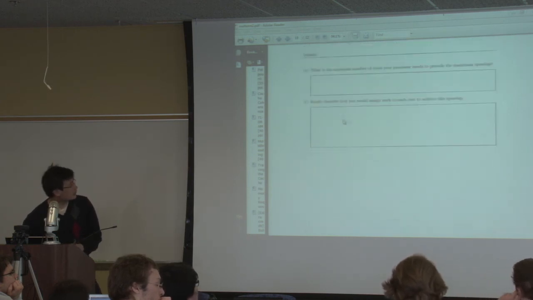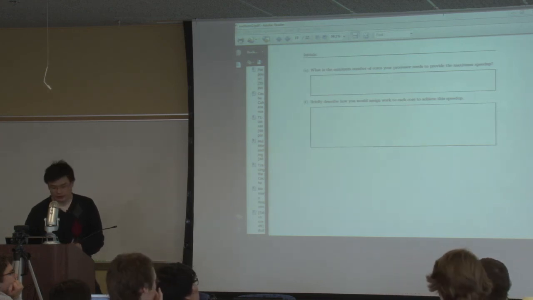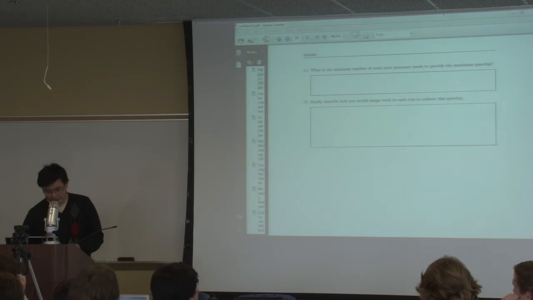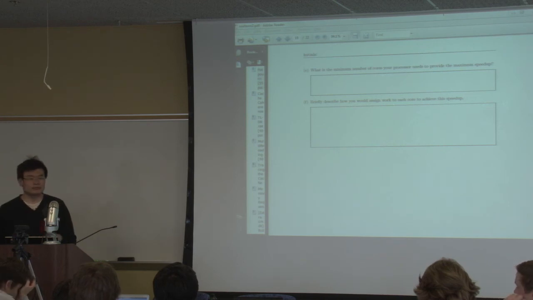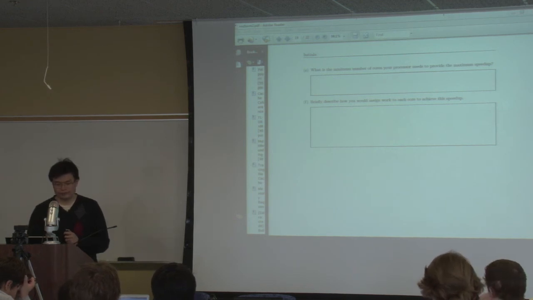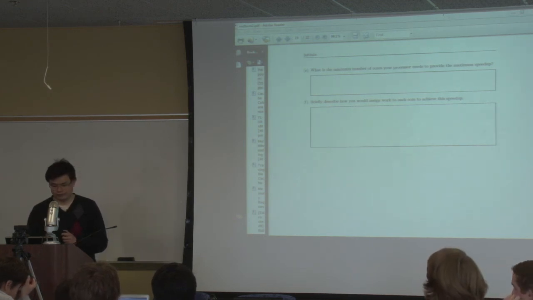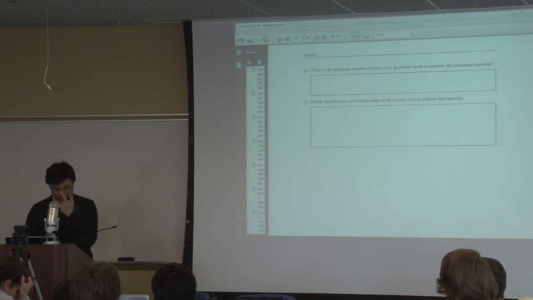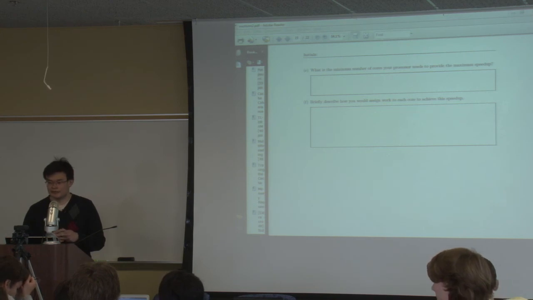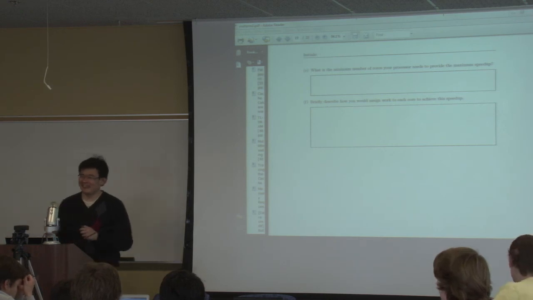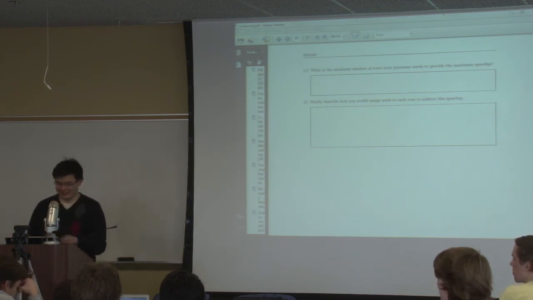Then let's go to the next part of the question. What's the minimum number of cores to get the maximum speed up here? I said 12. I had great reason at the time. Okay, 12. I guess you can get that maximum speed up with 12, but it's not the minimum.